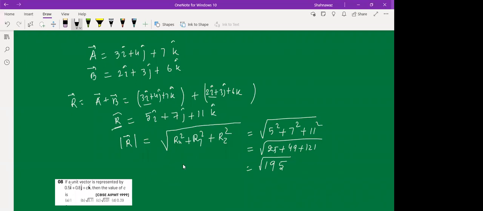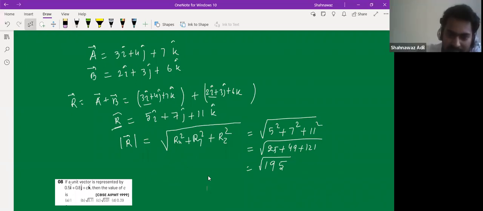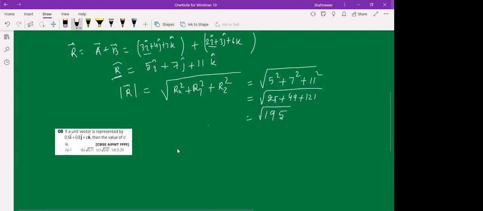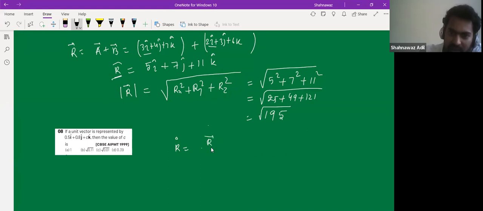And the direction will be what? The direction will be R cap, which is the R vector divided by root 195. So this is the direction of this vector.